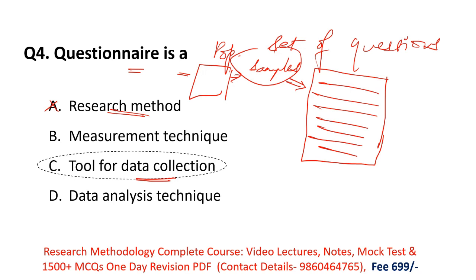Then option B is measurement technique. No, a questionnaire is not a measurement technique. Measurement means you are measuring something, you are doing calculation and all. So option B is also incorrect. Then option D, data analyzing technique. No, you are not analyzing, you are just collecting data. So option D is also incorrect. So your correct option is option C, questionnaire is a tool for data collection.